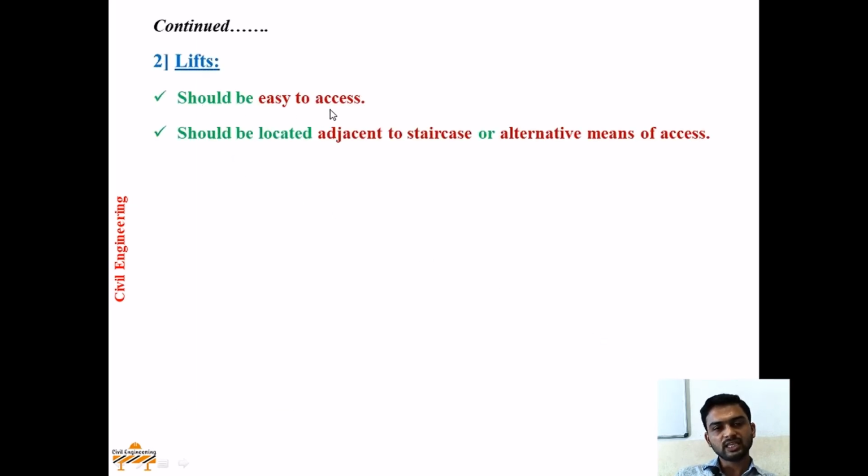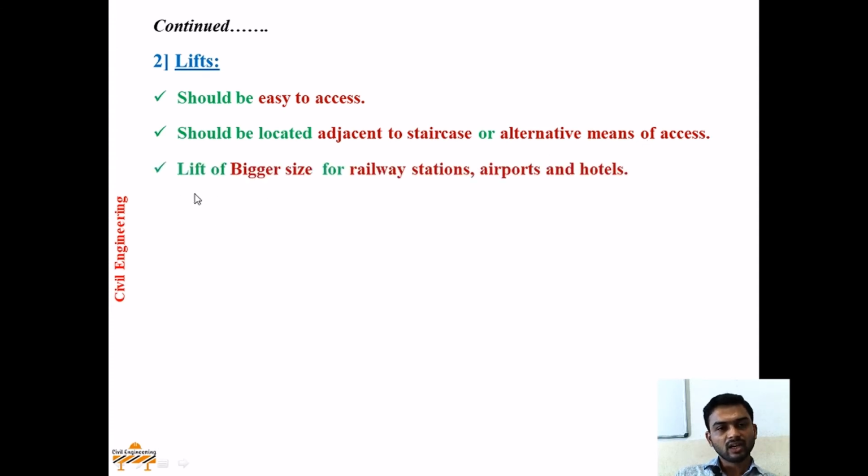A lift should be easy to access. That is, from all the corners of the building, the lift should be easily accessible. It can be located centrally or adjacent to the staircase or alternative means of access. Lifts of bigger size should be provided for railway stations, airports and hotels. That means in public buildings where a large public is attracted, lifts of bigger size should be provided so that the maximum number of people can move from one floor to another.